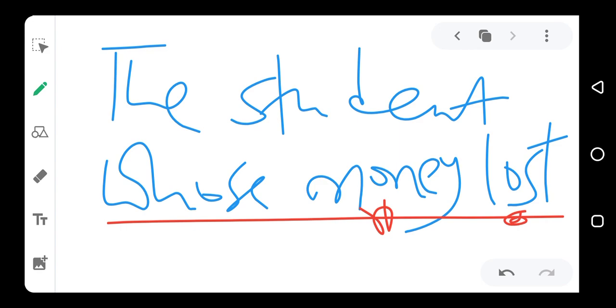Then which type of clause is this? It is a dependent clause because this part of the sentence cannot stand on its own. Whose money lost? If you meet somebody and tell the person whose money lost, the person will think you are mad because it is not a meaningful sentence. It doesn't have a complete thought.